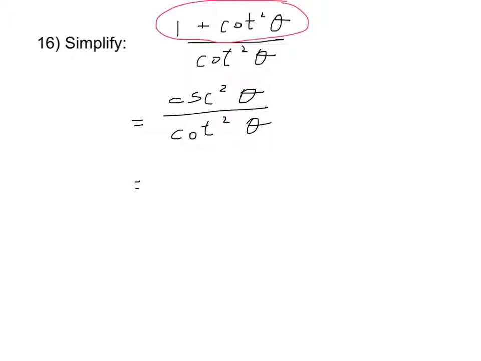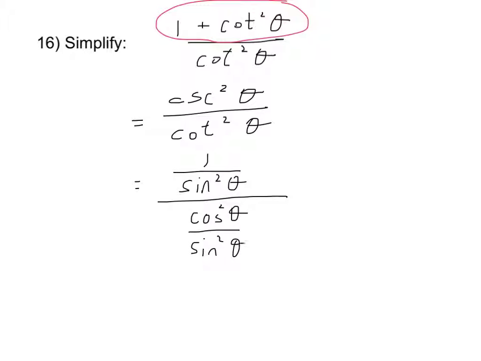The cosecant is equal to 1 divided by the sine. It's the reciprocal of the sine. So the cosecant squared of theta is going to be 1 over the sine squared of theta. So that can be on the top of my new fraction. The cotangent of theta can be written as the cosine of theta over the sine of theta. And so the cotangent squared can be written as the cosine squared of theta over the sine squared of theta.